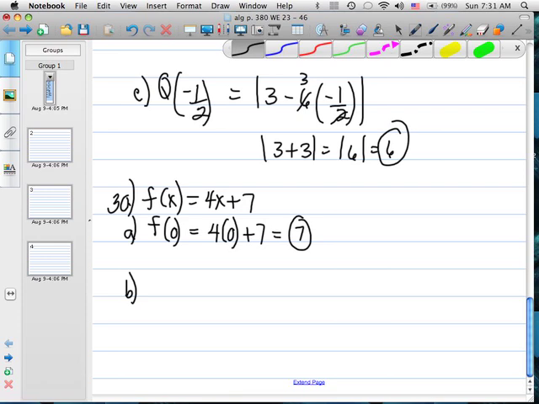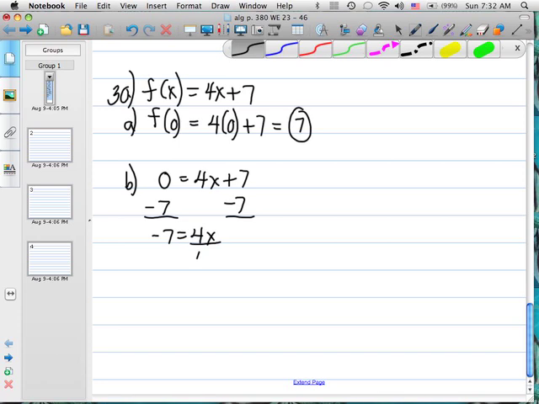is to set this whole function equal to 0. So 0 equals 4x plus 7 and solve for x. So we subtract 7 from both sides and divide by 4. So x equals negative 7/4. So in the second part, we're looking to see what value of x makes this thing equal to 0.